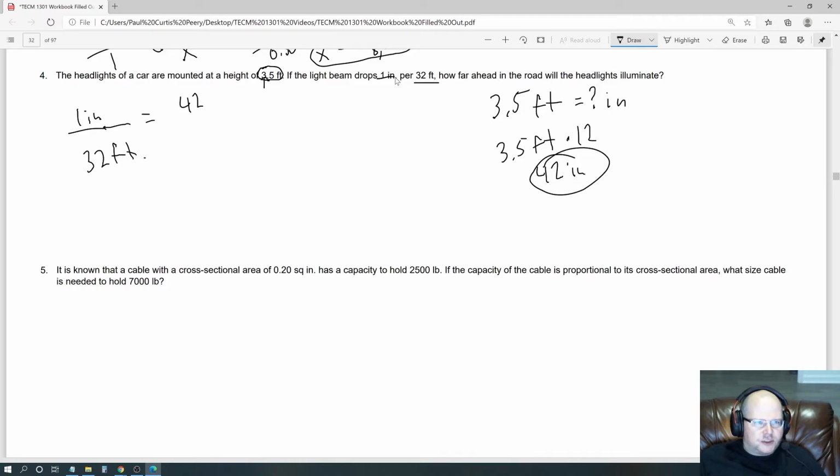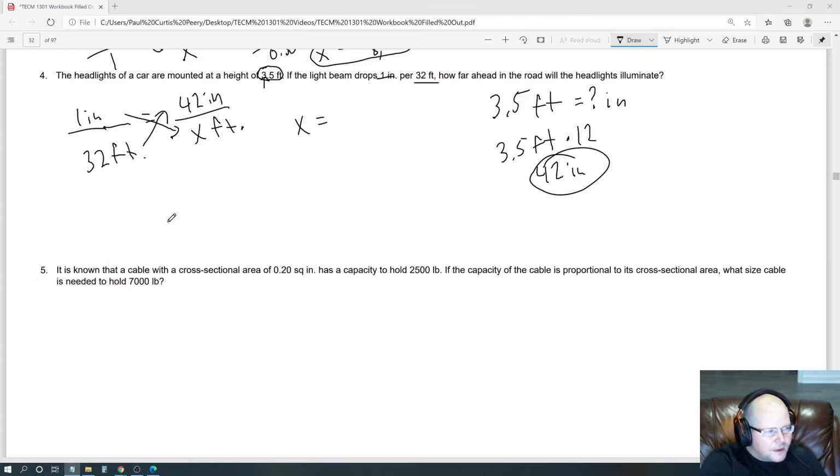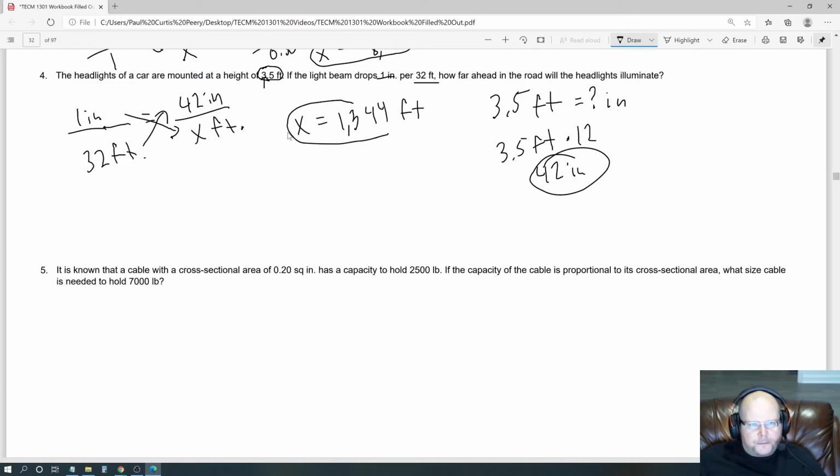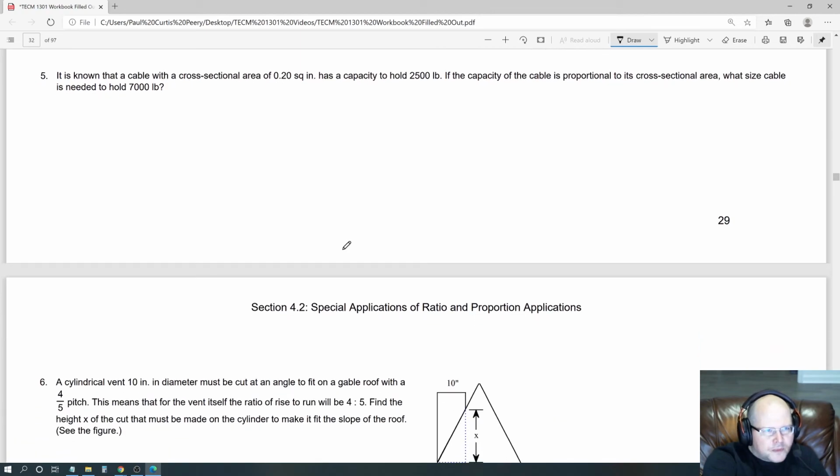So we're going to put the 42 inches on top, and the question mark is how many feet ahead is this going to illuminate? So we are going to be doing a cross multiplication. So we're going to say 1 times x, and then we're going to have 32 times 42. And that would give us 1,344 feet. So there we go. Okay. Try the next one.